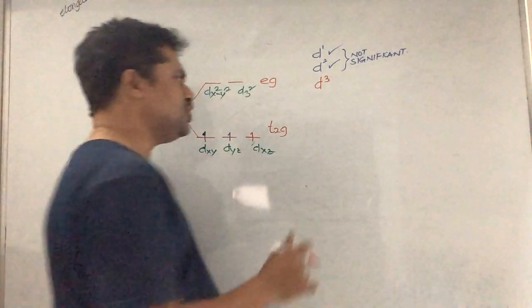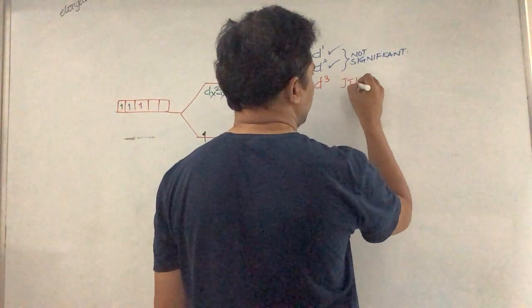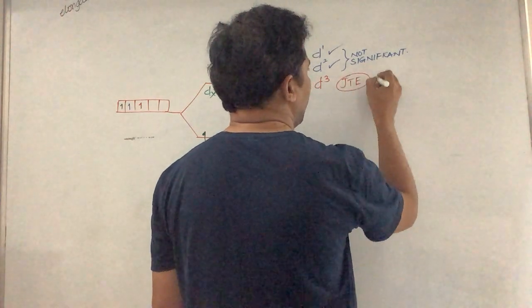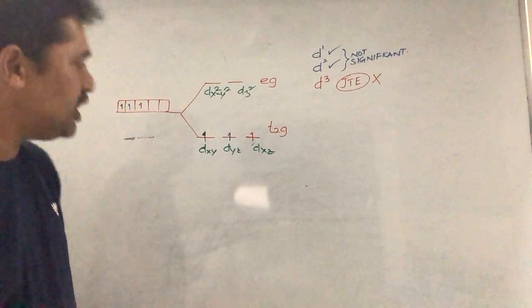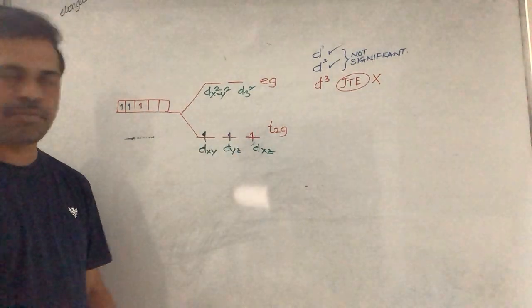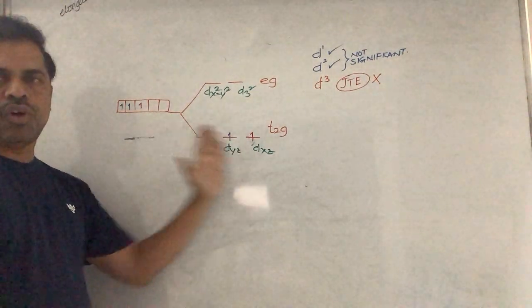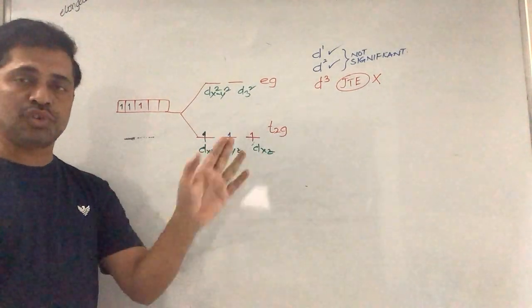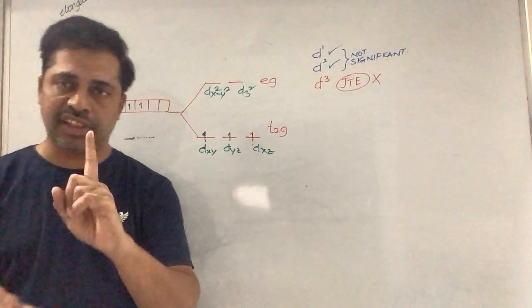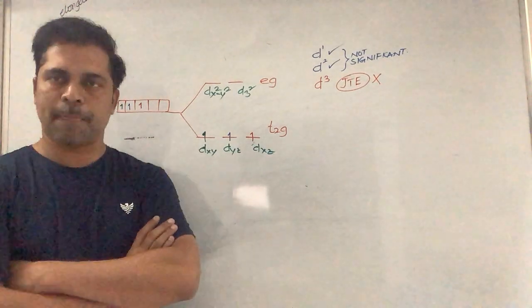In this case, there is no Jahn-Teller distortion. The Jahn-Teller effect is not applicable when 3 electrons are present. 1, 2, 3. Now all are equally with 1 electron each. All these orbitals are experiencing the same repulsion, so there is no Jahn-Teller effect with a d3 configuration.